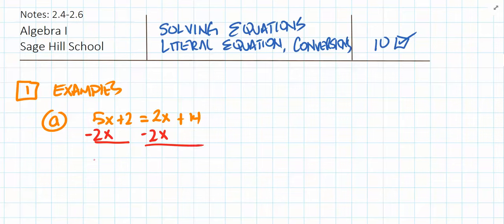So 5x take away 2x, that gives me 3x. I still have a positive 2, and that's still worth 14 on the other side, okay? Next idea, what should we do? Subtract 2, I'm with you. We're going to subtract 2 from both sides for another equivalent statement.